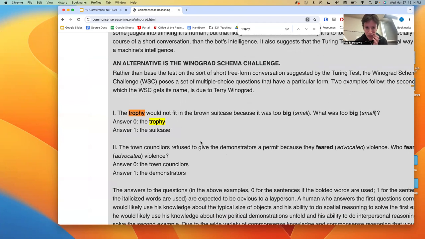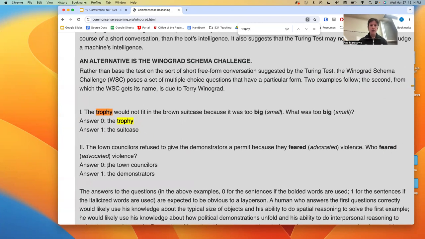Okay, so this is a more common example. The trophy would not fit in the brown suitcase because it was too big. And then the question was, what was too big, the trophy or the suitcase? So what is the right answer here? Trophy, right? Because we are not going to try to fit the suitcase in a trophy, right?